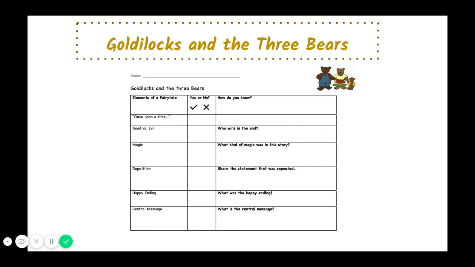At the end, it did end with a happy ending for the Three Bears, that Goldilocks was not in their house anymore. But I want you to think about what could be a central message. What should we learn from the story Goldilocks and the Three Bears? Also, did you see any magic in the story? I didn't really see any magic.